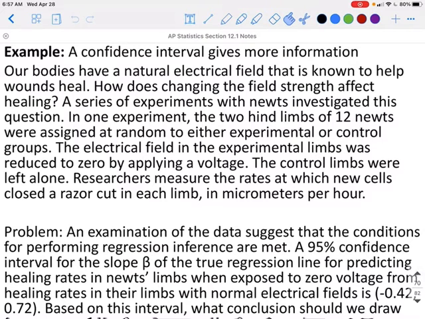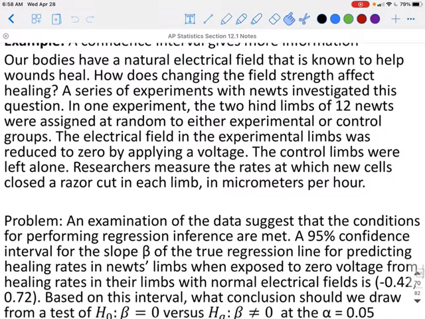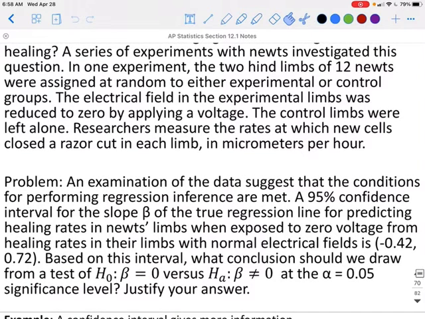Our bodies have a natural electrical field that is known to help wounds heal. How does changing the field strength affect healing? A series of experiments with newts investigated this question. In one experiment, the two hind limbs of 12 newts were assigned at random to either experimental or control groups. The electrical fields in the experimental limbs were reduced to 0 by applying a voltage. The control limbs were left alone. Researchers measured the rate at which new cells closed a razor cut in each limb in micrometers per hour.